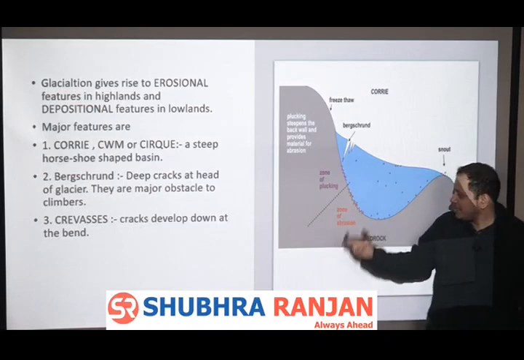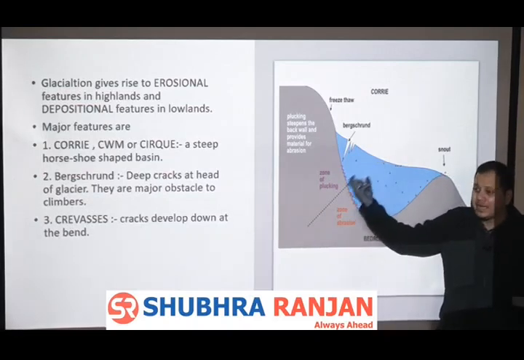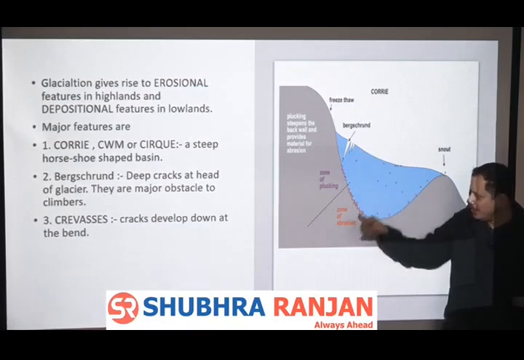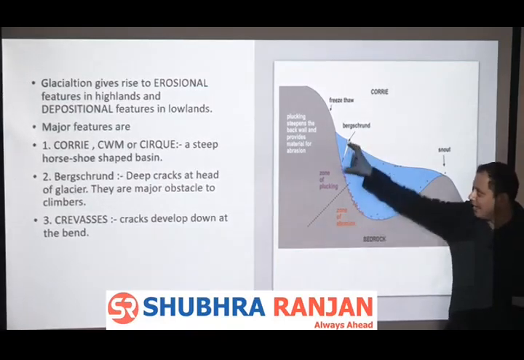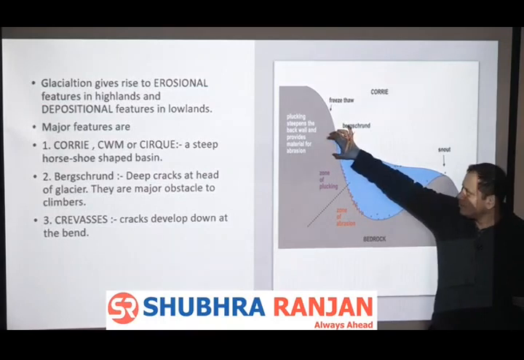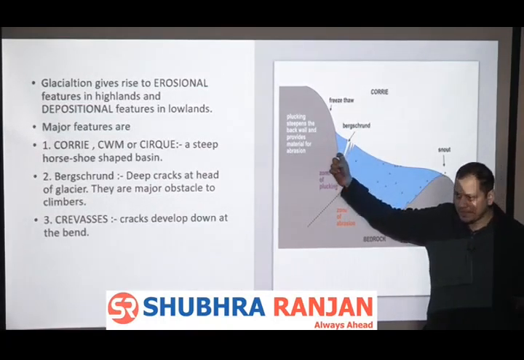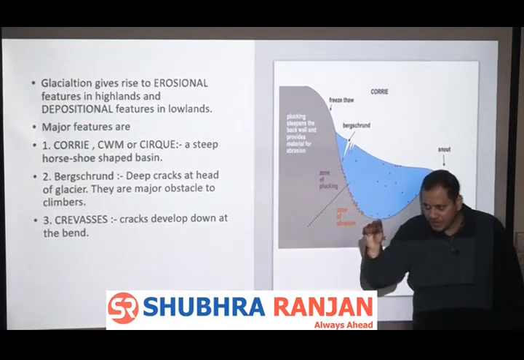Zone of plucking and zone of abrasion is same. The plucking dominates here. That is, abrasion is removal, rubbing. Where is the rubbing happening? Below. As the glacier moves here, it breaks the rocks and carries them along. That is why it is the zone of plucking. We'll write all these things.